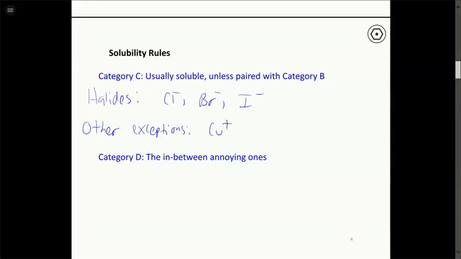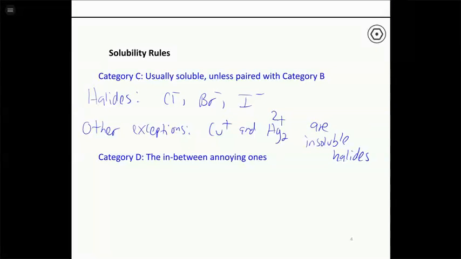So copper plus and mercury 1, which is a weird one, is a polyatomic cation with 2 mercury plus 1s together. These are also examples of insoluble halides. But basically, if you have a chloride, a bromide, or an iodide, you can expect it to be soluble unless it's paired with lead, silver, copper, or mercury. If it's anything else besides those 4, you can assume that the halide would be soluble.